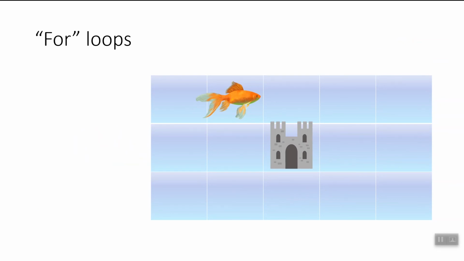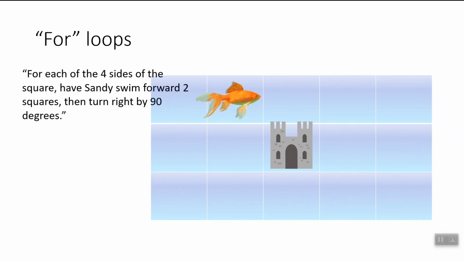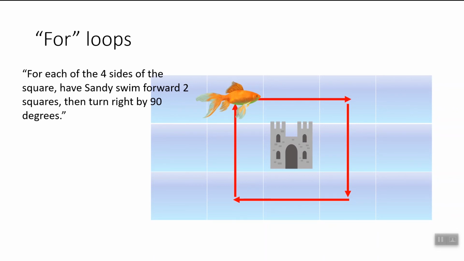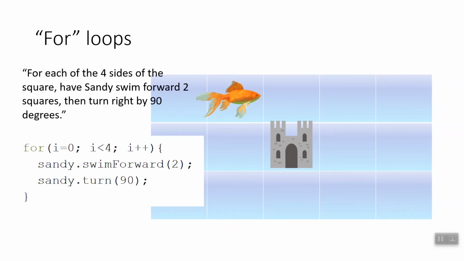Let's look at another example to get some more practice. Say we want Sandy to swim in a square around their castle. We could write this using a for loop. Our pseudocode is for each of the 4 sides of the square, have Sandy swim forward 2 squares, then turn right by 90 degrees. We'll follow this path. Writing this in code, we have for counter equals 0, comma, the condition of i is less than 4, increment our counter by 1, Sandy, swim forward 2, Sandy, turn 90.